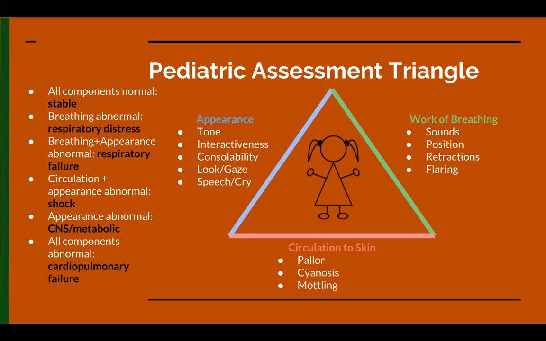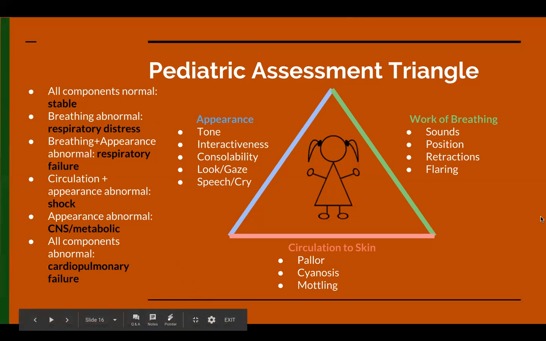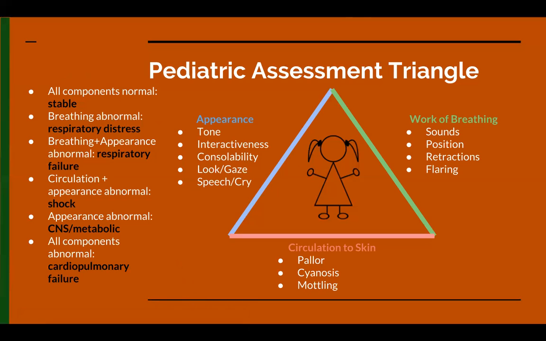Are they crying? Are they not crying? Are they gazing off into the distance, or are they interacting with you? So those are the things you need to be looking for. And if any of those are abnormal, then if you look over here, you can see what those indicate for a pediatric patient. So it's different than an adult. This is only going to be used for pediatrics. So if all components are normal, then the patient's considered to be stable.